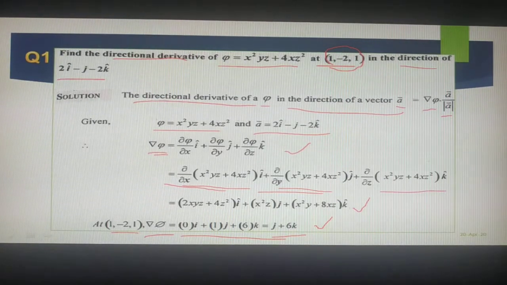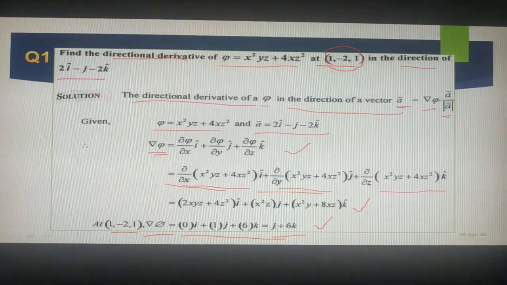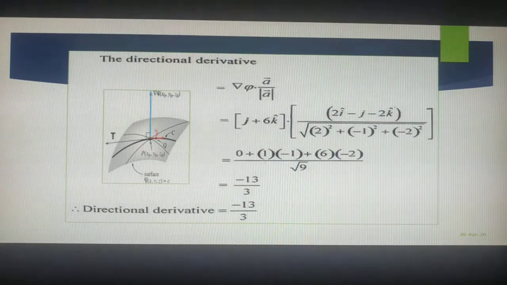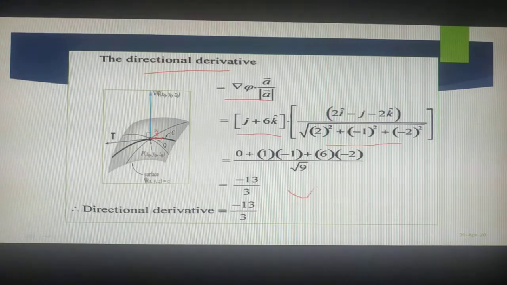Right, now what is required here? We need to find the directional derivative in the direction of a, which means we should multiply del phi with a cap. So the directional derivative formula is del phi dot a bar by mod a. We have del phi, just now found, and a bar by mod a. A bar is the given vector, divided by the modulus of a. Simplify; it's a dot product, multiply together.